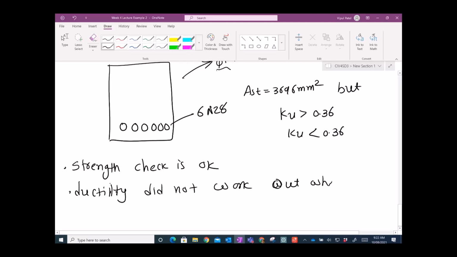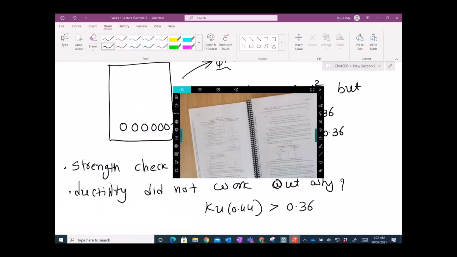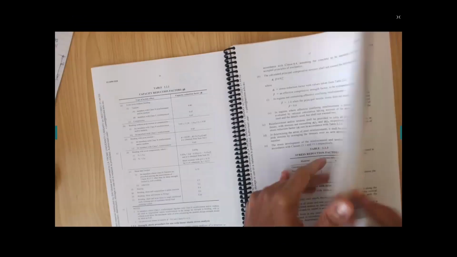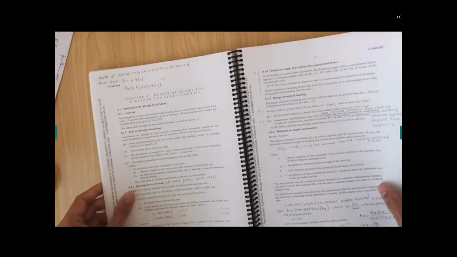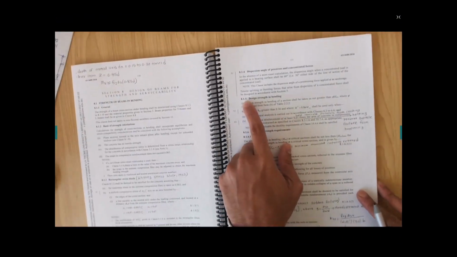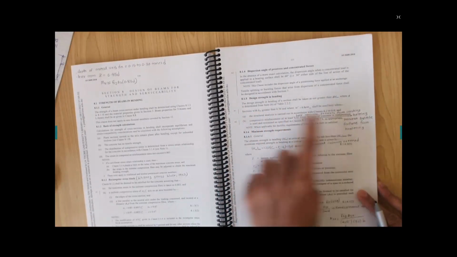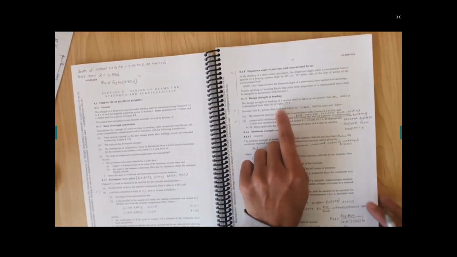Why? Because KU is 0.44, which is greater than 0.36. Look at the standard saying that one. Oh, sorry, this is not the one. Somewhere here. Yes, standard is saying that here, clause 8.1.5, section KU greater than 0.36, and all, you need to do this one. Okay, standard does not like it.